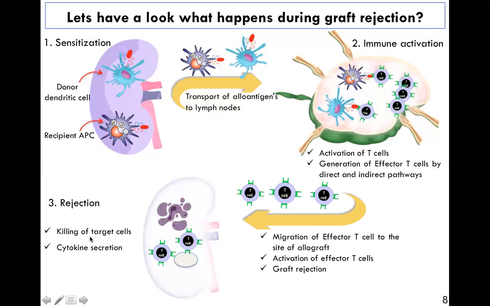So this is how they kill the target cells: by direct killing by CD8 cytotoxic T cells, and in another way, the CD8 effector T cells help the other cells of the immune system in rejection by secreting cytokines. So that allograft, whether it's a tissue or a part of the tissue, will be rejected by killing of the target cells and cytokine secretion. So here we have seen how the tissue gets rejected. It's a three-step process: sensitization, immune activation, and rejection.